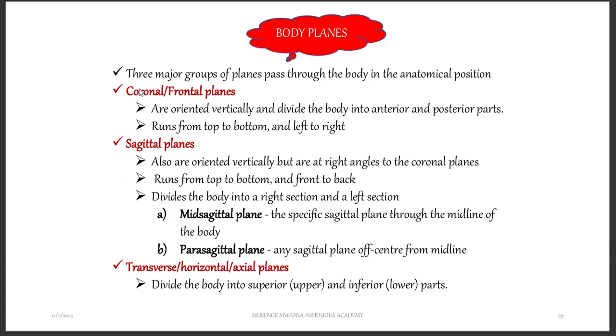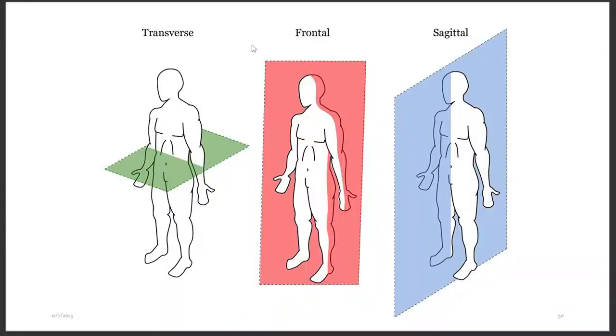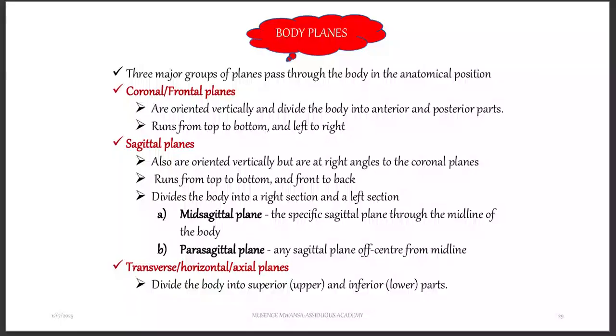The first line that we have is known as the coronal or frontal plane. Coronal is a line that will divide the body into front and back. So this line is passing straight through the middle, and then it's dividing you. You have the front here and the back. That's known as the coronal plane or the frontal plane.